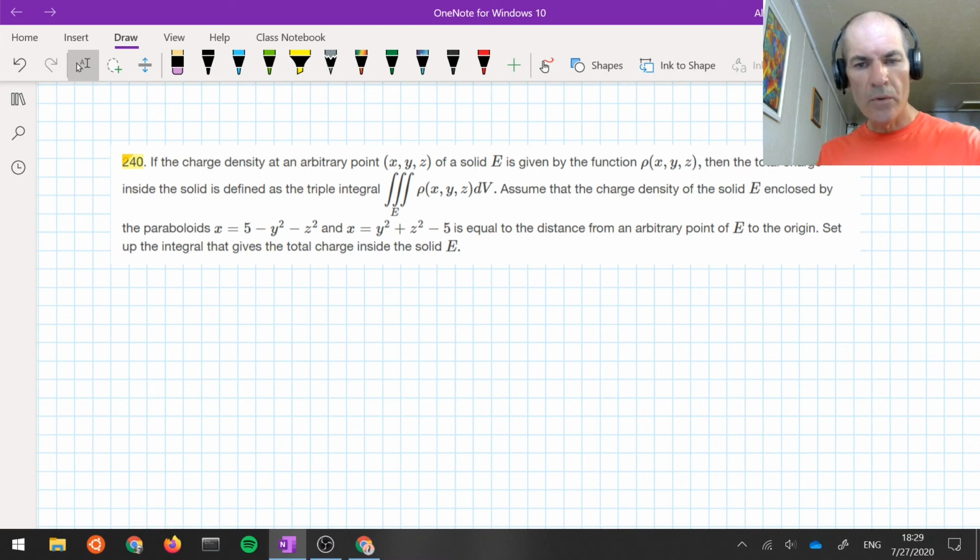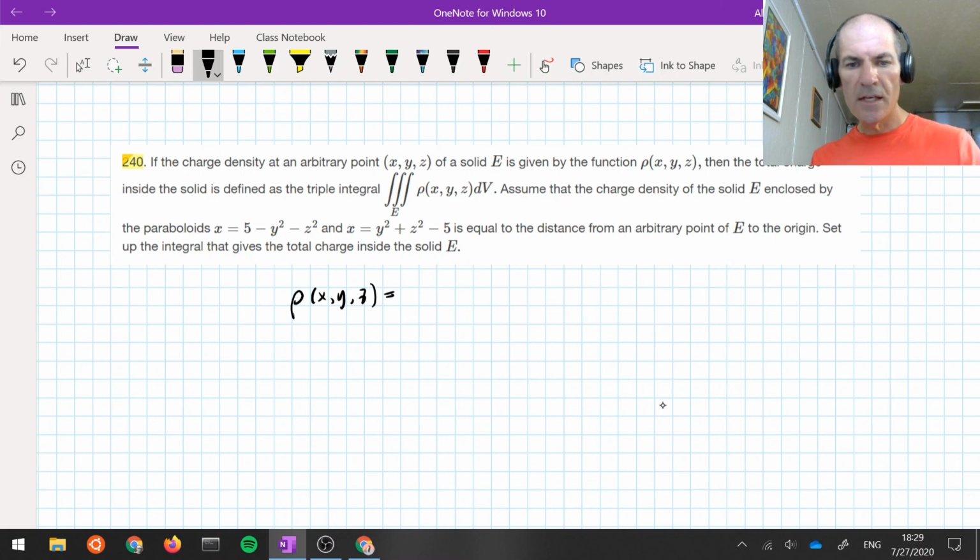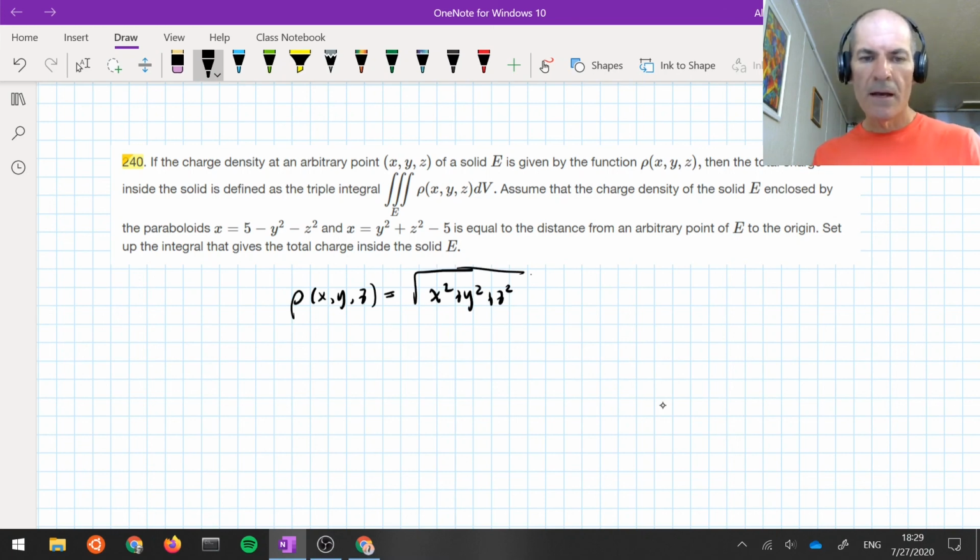So what we're given here is that the density function rho of x, y, and z is equal to the distance from a point to the origin. So that's just the square root of x squared plus y squared plus z squared. Square root like that. So that's the integrand.